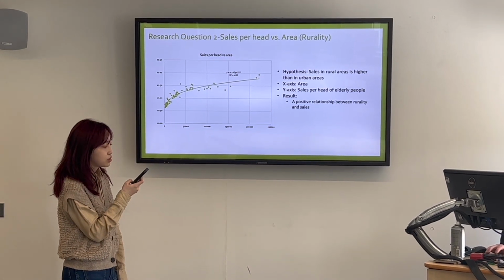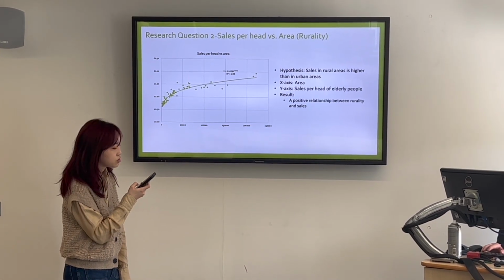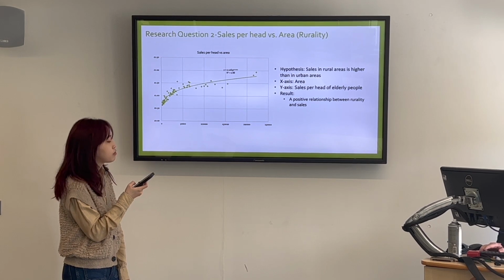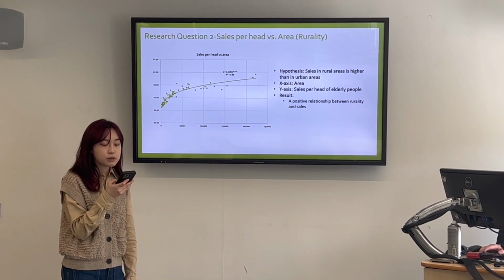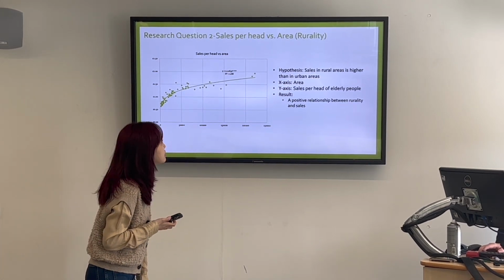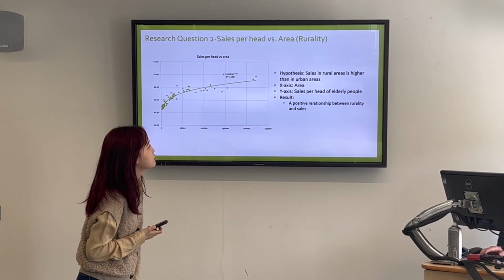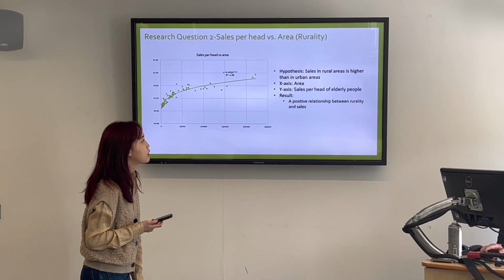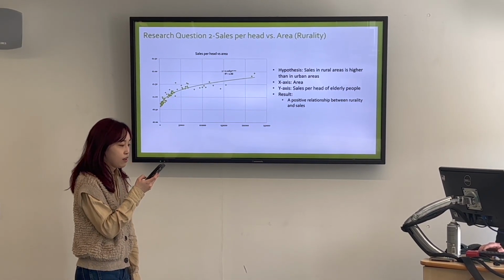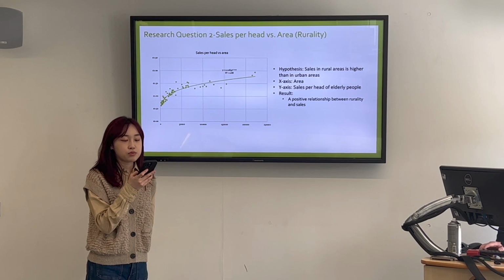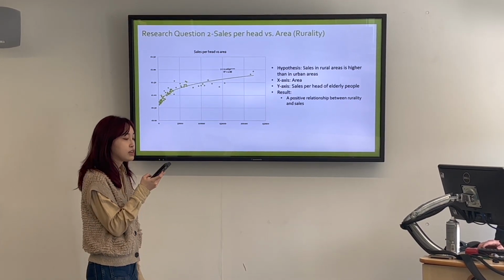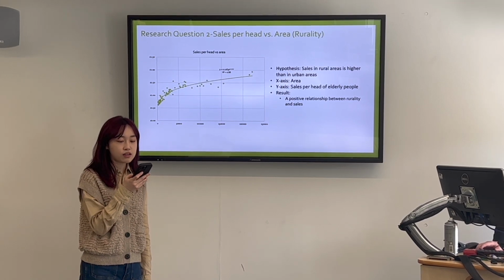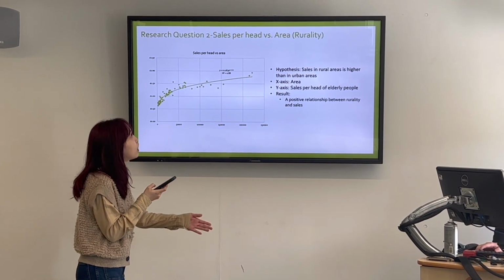In research question 2, we were particularly interested in understanding how rurality might influence the sales of the product. In the figure displayed, the x-axis represents the area and the y-axis represents the sales per head of the elderly people. Our analysis revealed a positive relationship between sales and rurality, indicating that sales are higher in more rural areas.